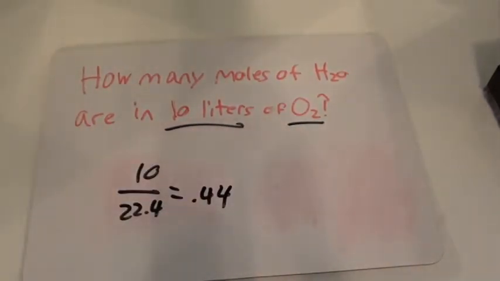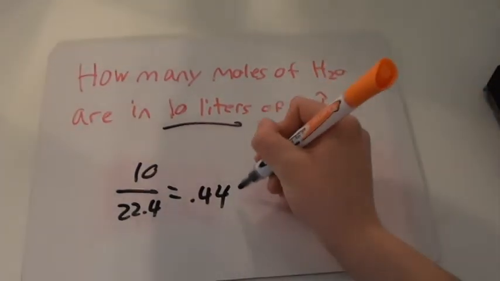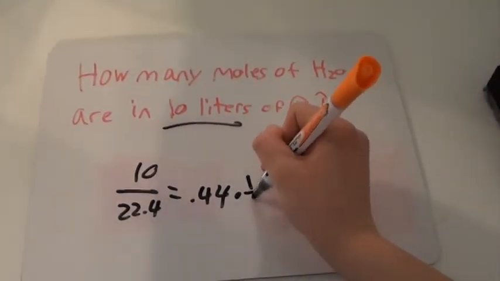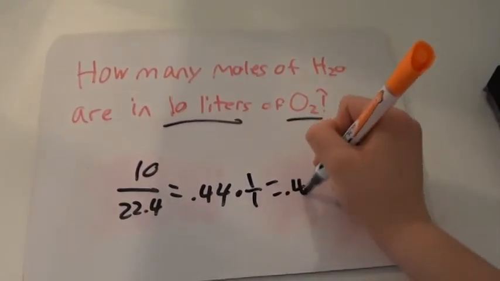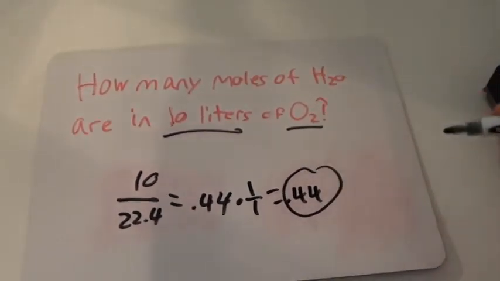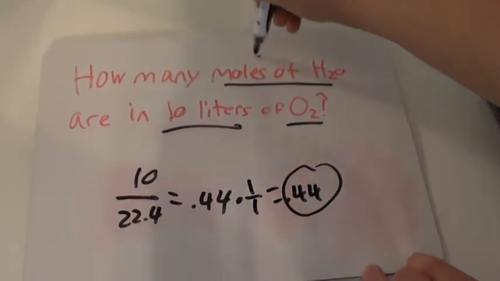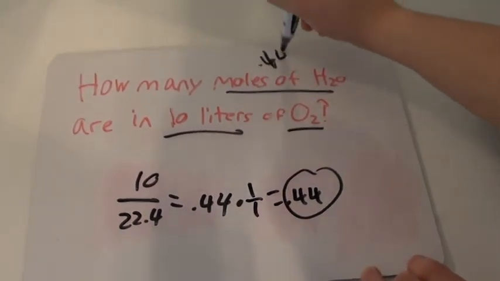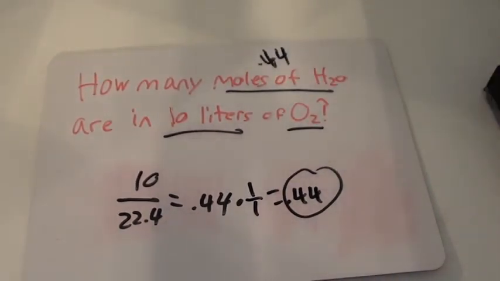After that, we are once again going to take the moles of the unknown, which again is H2O, and divide it by the known moles, which is O2. Since they are both 1, the answer should be 0.44 times 1 over 1 equals 0.44. So there are 0.44 moles of H2O in 10 liters of O2.